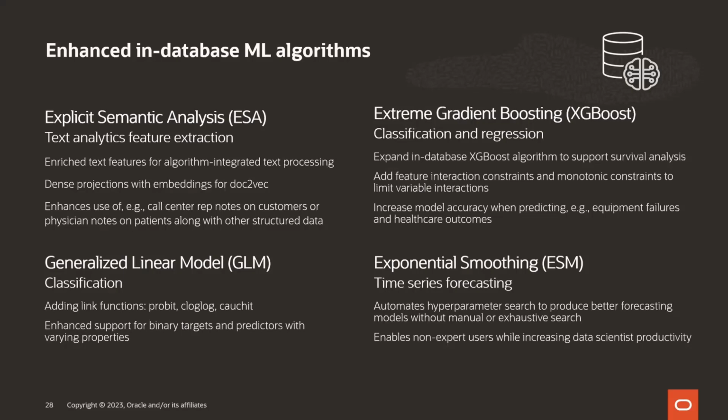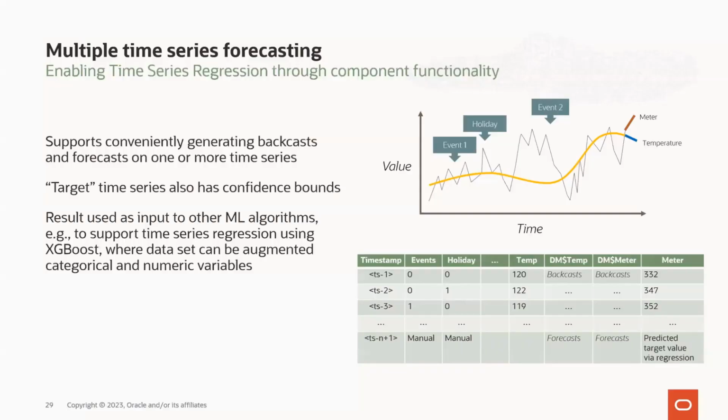Last on this list here is the time series forecasting algorithm, exponential smoothing, which has a wide range of hyperparameters. And this enhancement automates hyperparameter tuning to produce better models without manual or exhaustive search. Also related to time series exponential smoothing is multiple time series in support of time series regression.